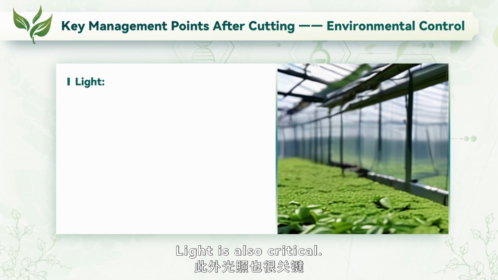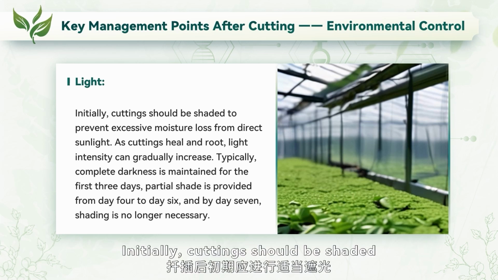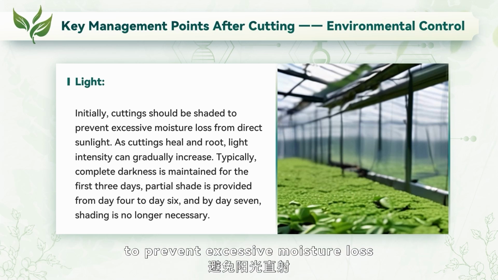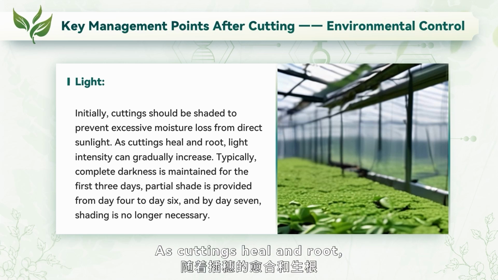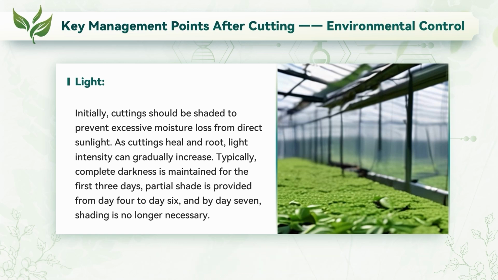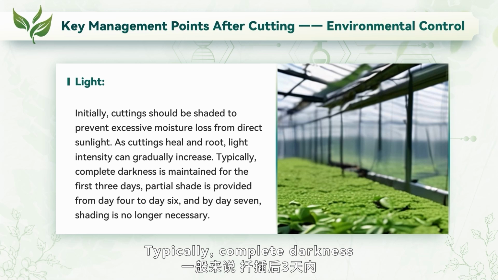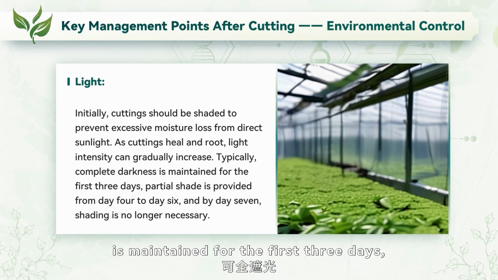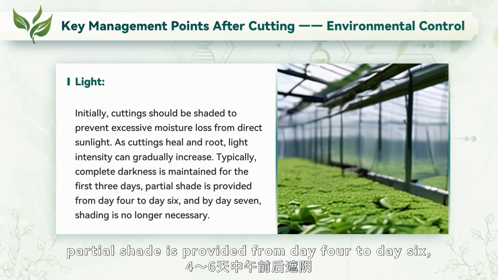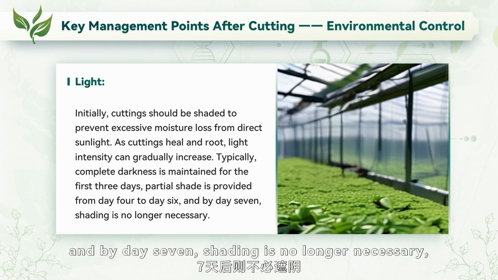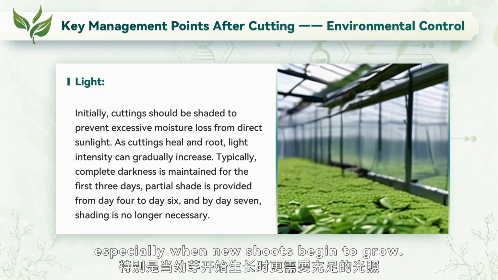Light is also critical. Initially, cuttings should be shaded to prevent excessive moisture loss from direct sunlight. As cuttings heal and root, light intensity can gradually increase. Typically, complete darkness is maintained for the first 3 days. Partial shade is provided from day 4 to day 6, and by day 7, shading is no longer necessary, especially when new shoots begin to grow.